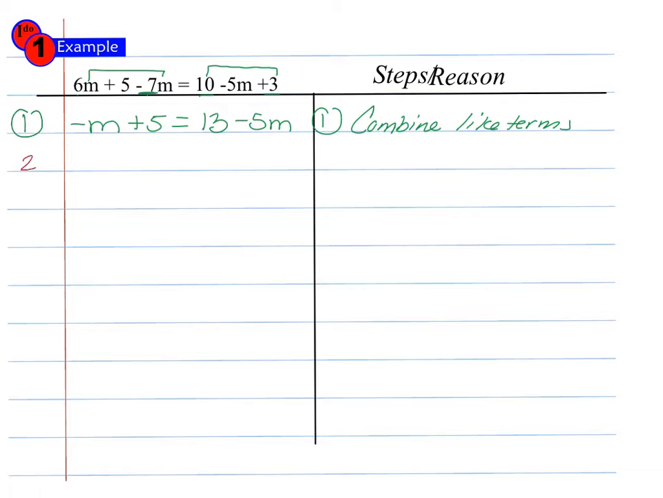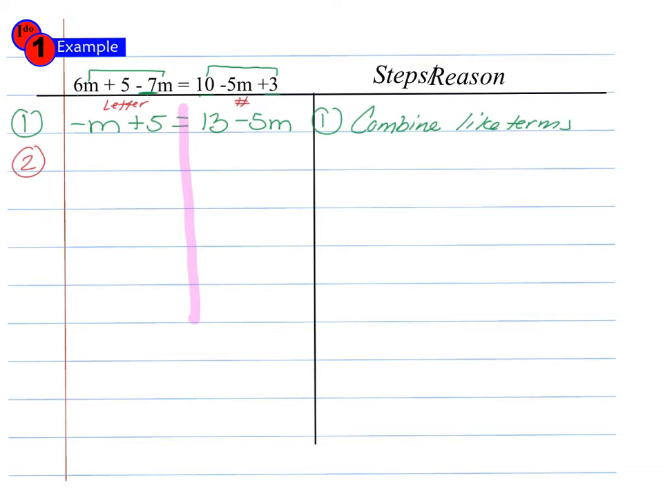Step 2 now is I want to put all the letters on the left side and all the numbers on the right side of my equal sign. So this is my equal sign. That means I need to move things from the left to the right of that pink line by using the addition, subtraction, multiplication, or division property, depending on what step I'm doing.